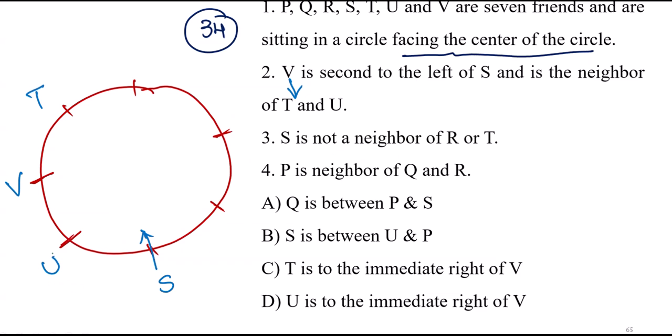Okay. Next they gave P is neighbor of Q and R. P here, Q and R, and again S is not neighbor of R. R should be here, Q should be here. Entire arrangement completed. Q is between P and S is correct.